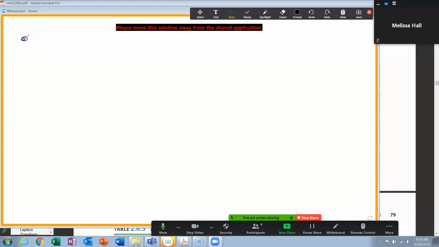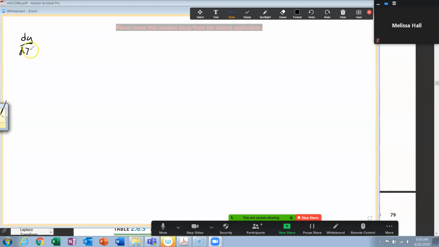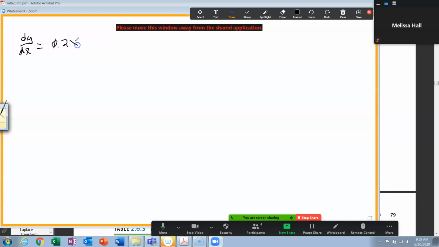Now I'm going to write it slightly differently. dy/dx. Here I am writing with my finger and not with my stylus. And again, it does that weird thing sometimes. dy/dx is equal to 0.2xy, with the initial condition that y of 1 is equal to 1.